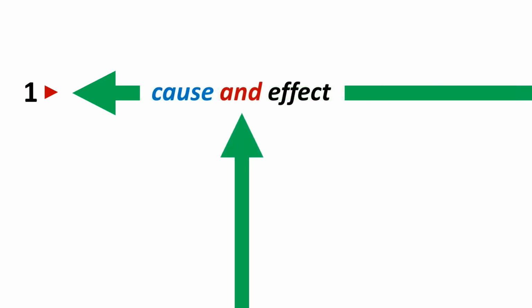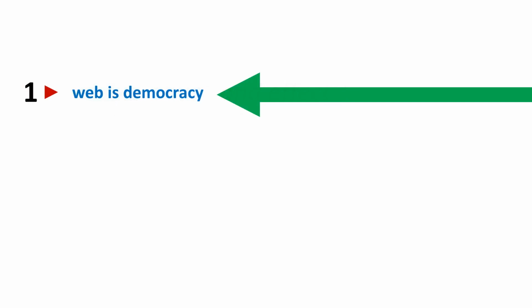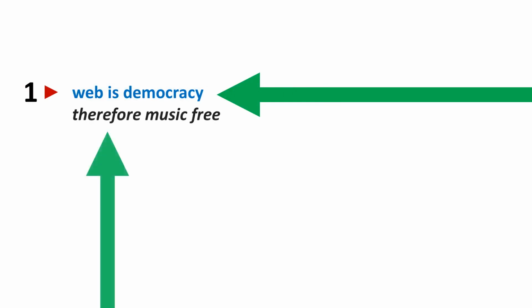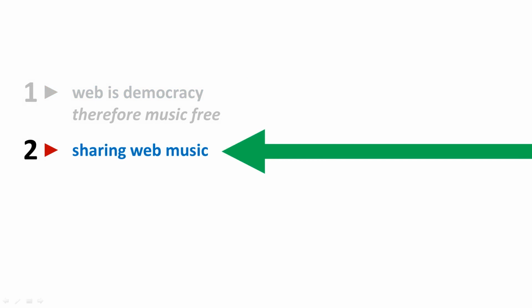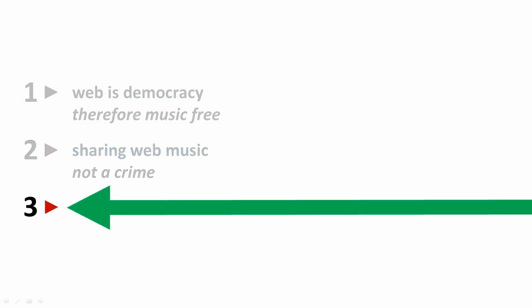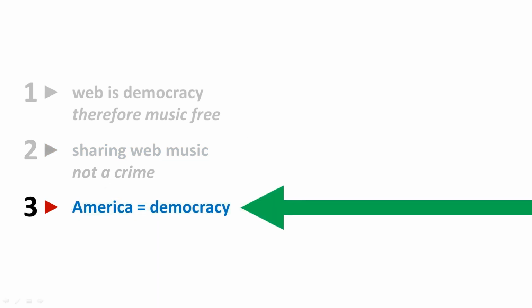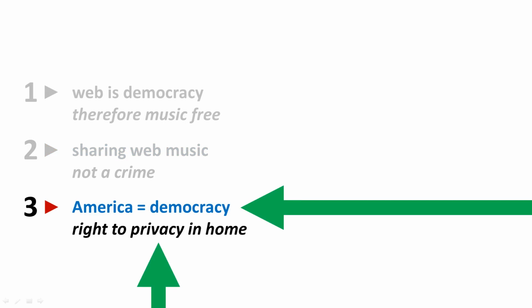Starting with body paragraph 1, I summarize each supporting example using cause and effect. Body paragraph 1. Web is a democracy. Therefore, music is free. Body paragraph 2. Sharing web music is not a crime. Body paragraph 3. America is a democracy. Therefore, we have the right to do what we want in the privacy of our own homes.